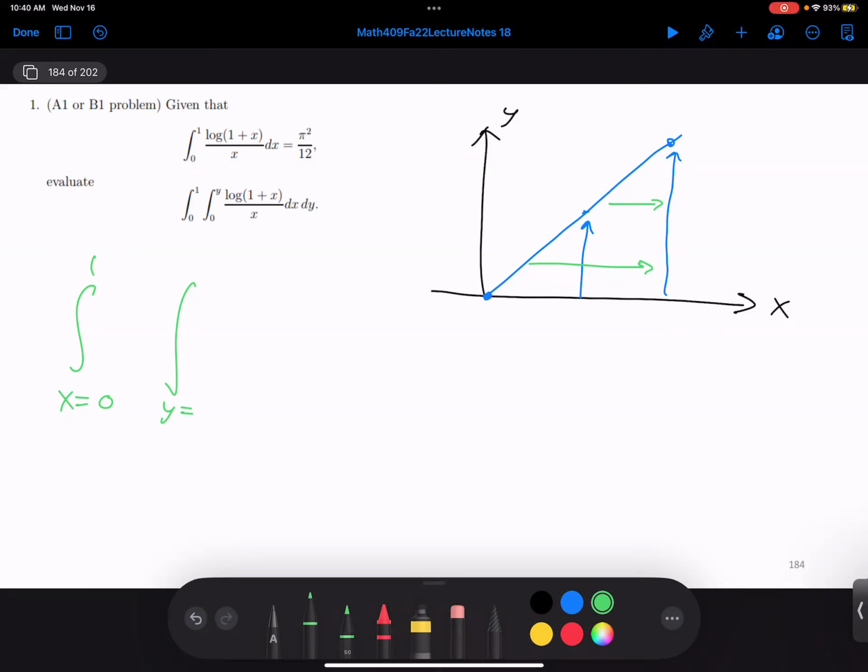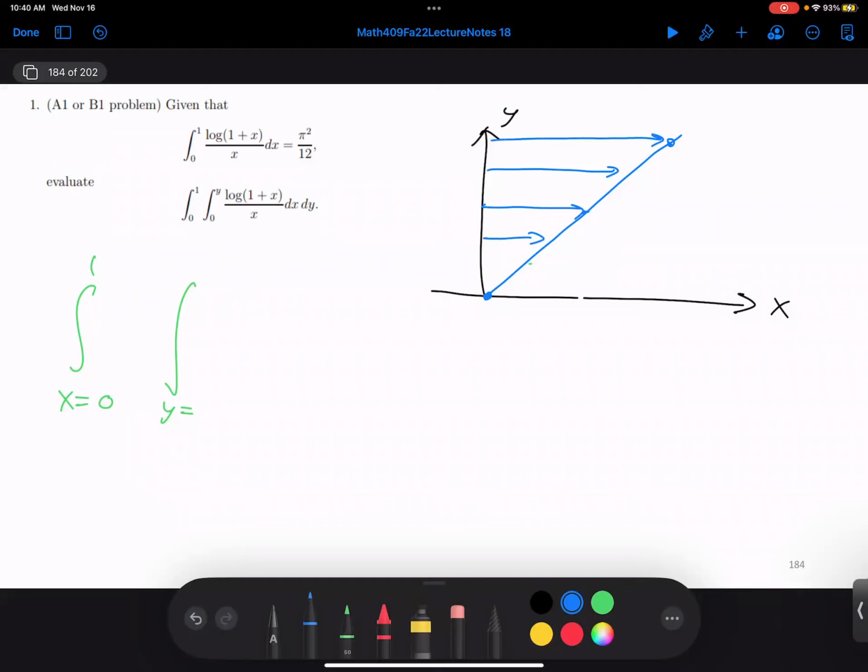Wait, isn't the triangle on the top left? Oh, did I do it the wrong way? Oh, sorry. Right, sorry. So x is going to go from 0 to y, yes. So it's going to go like this.